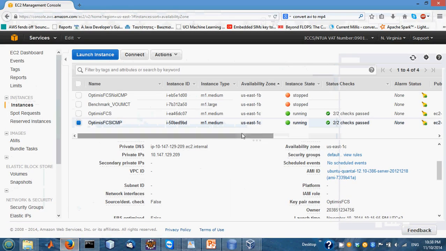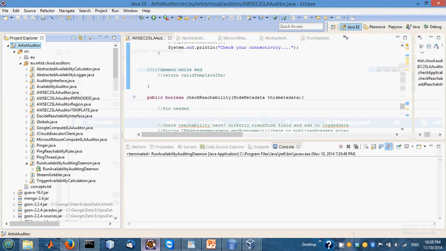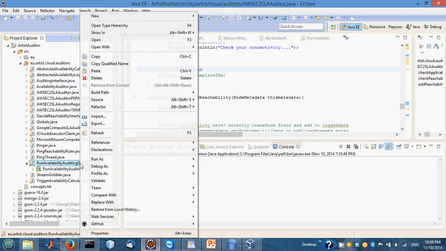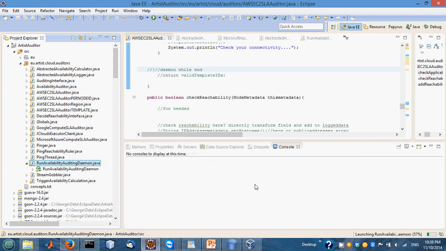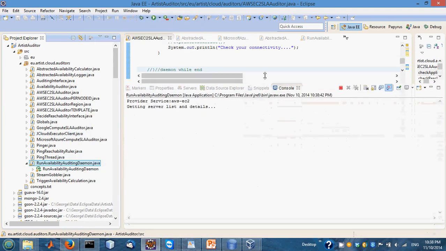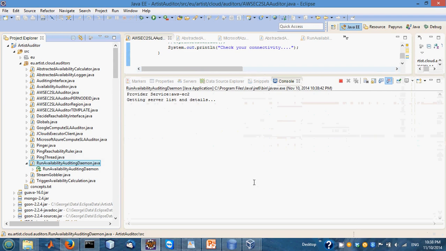We see that we have two running VMs. They have enabled ICMP traffic, however they are in the same availability zone. So let's run 3alib in order to determine whether the specific deployment has an actual SLA.